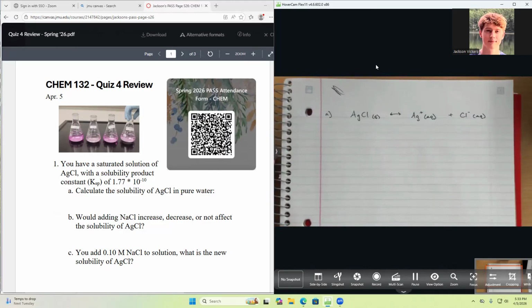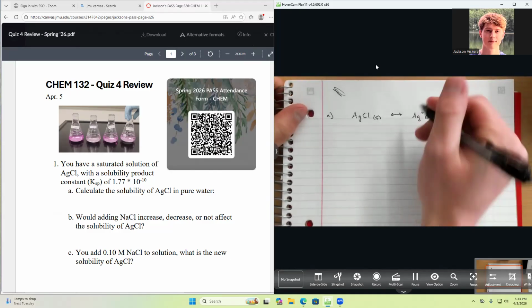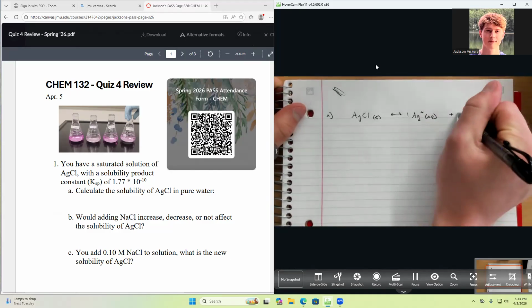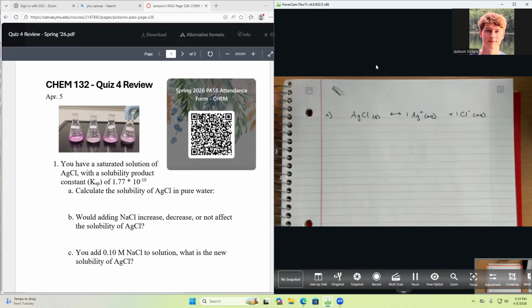All right, so I'll start working through this first one. Not too bad, right? So we have silver chloride. It's a normal salt. It doesn't have a whole lot of coefficients or anything. It's going to break up into straight up one silver and one chloride. So not a lot of tricky math there.